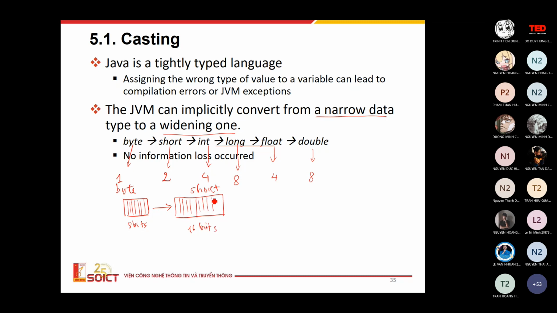Okay, and when you move like this, you can save the value, and no information will be lost. For example, you have this 8 bit, you move to this place, and the rest will be 0. This 0 for the rest. So the value does not change.